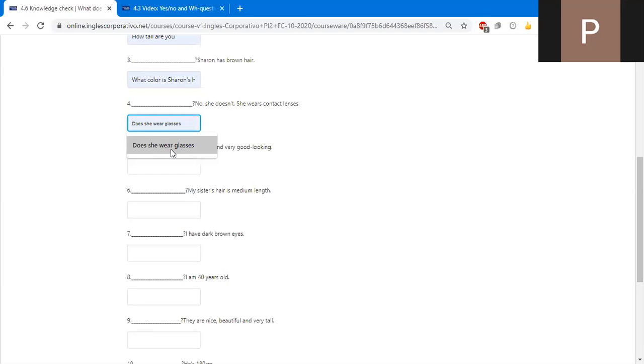Does she wear? If you see does, you use does in the affirmative, and wear without the S. And then we say glasses. They say, no, she doesn't. Okay. She doesn't wear glasses. She wears contact lenses. It's different. Glasses is like mine. And contact lenses? It's inside. Exactly. Correct. Okay. Thank you.